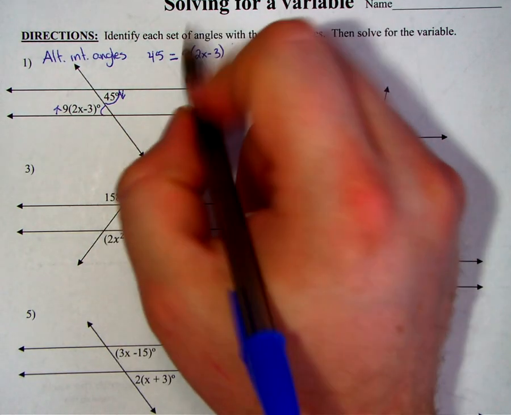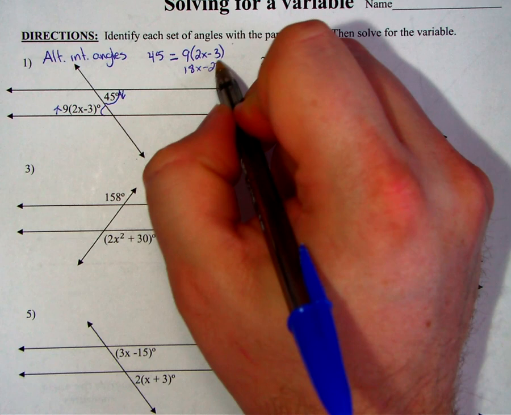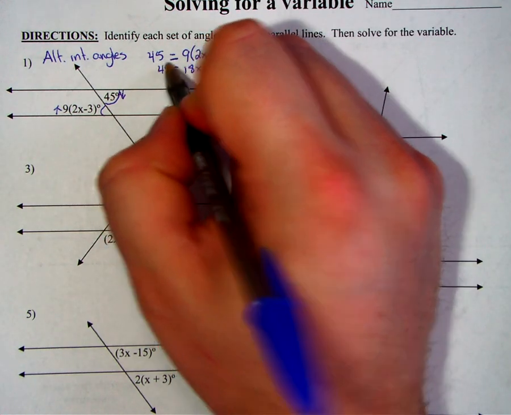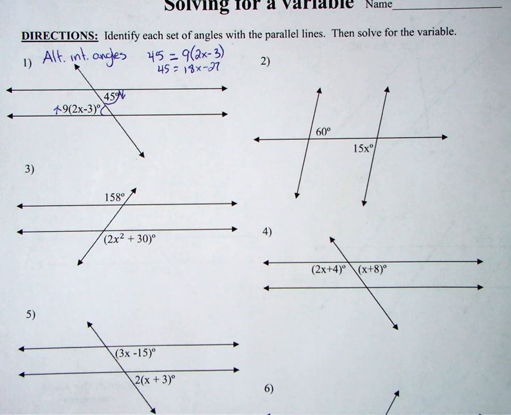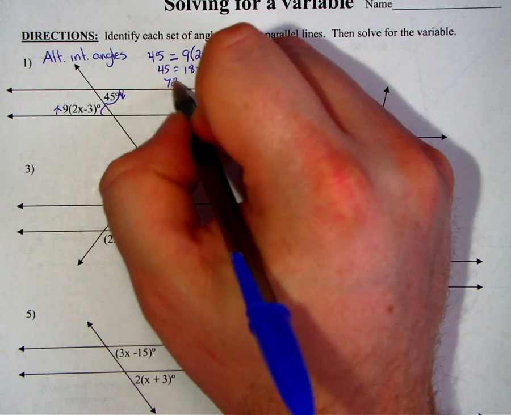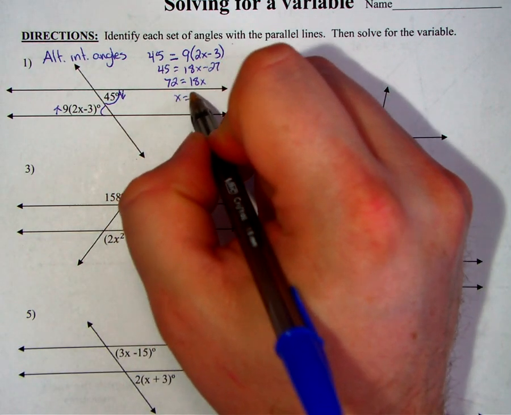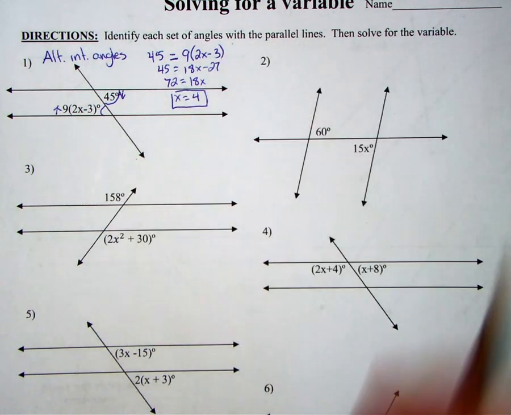So 9 times 2 is 18x. 9 times 3, 27 equals 45. So we distribute, we combine like terms, and then we isolate the variable. There are no like terms that need combined, so we're going to isolate the variable. So to do so, we will add 27 to both sides. So when we add 27 to both sides, we end up with 72 equals 18x. And then to get x by itself, we divide by 18, and x is then equal to 4.